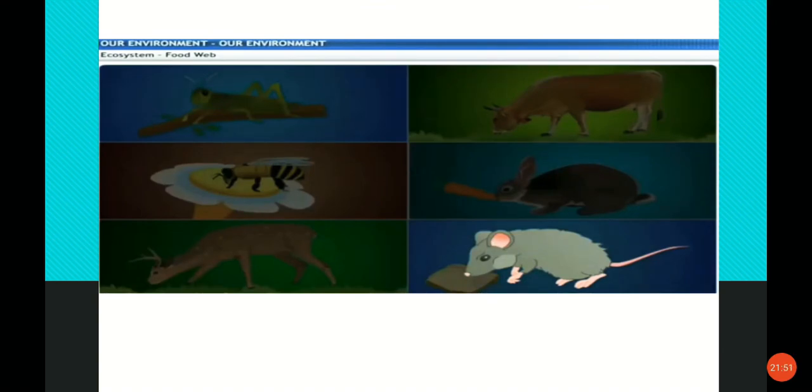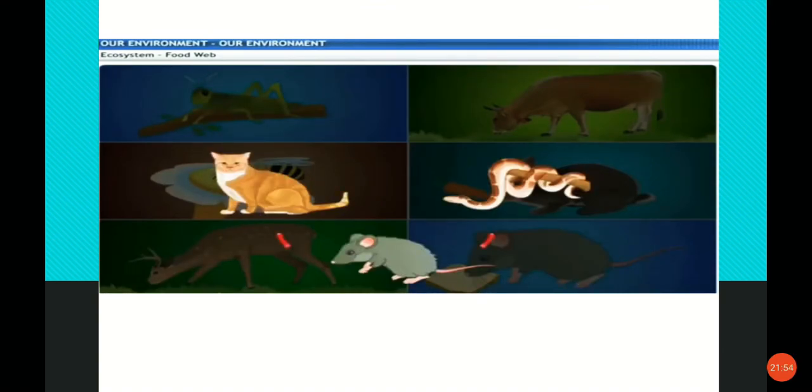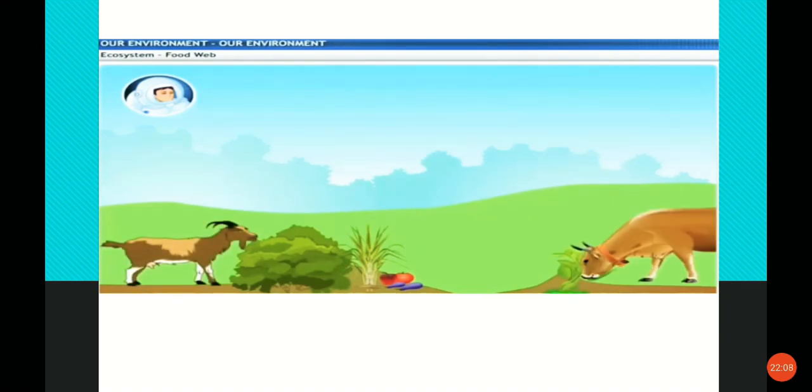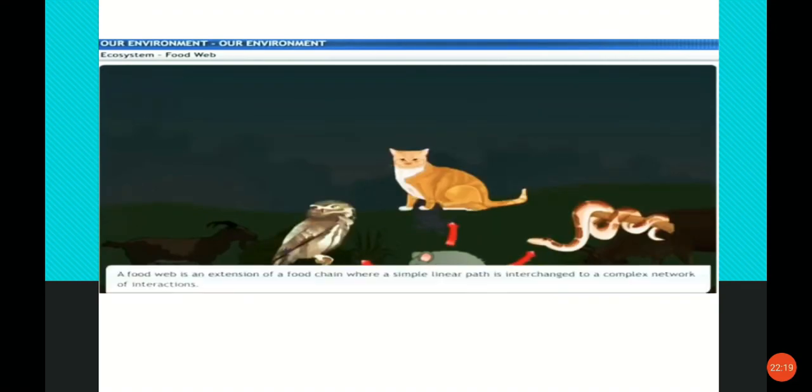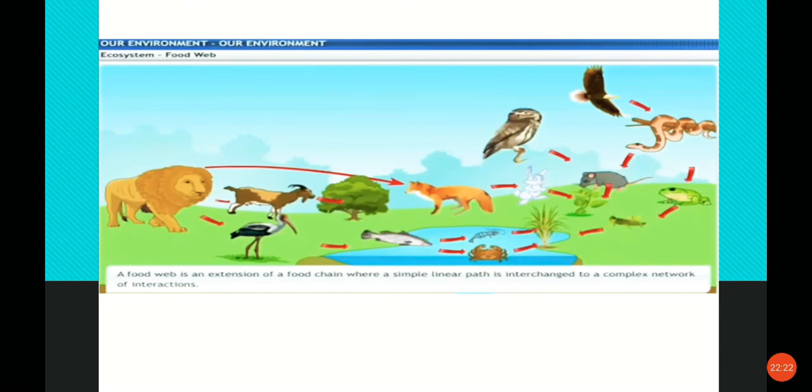Each organism is generally eaten by two or more other kinds of organisms, which in turn are eaten by several other organisms. This is something like the plants and fruits eaten by goats, cows, rats, and rabbits, and subsequently, rats being eaten by owls, or snakes, or cats. That's right. Instead of a straight line food chain, the relationship can be shown as a series of branching lines called a food web.